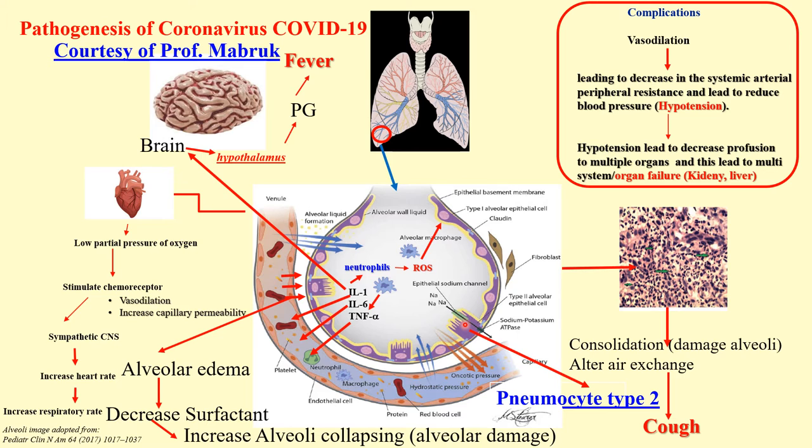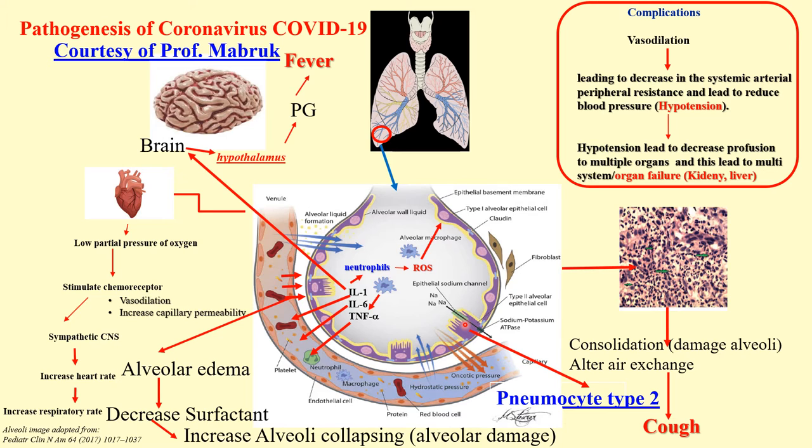Labored breathing means that the patient will have difficulty in breathing. Why? Because there is a lot of fluid in his lung, and there is a lot of fluid putting pressure on the alveoli. Because of these pressures, there is no proper air exchange. So then the patient will have difficulty in breathing, and this is what we call acute respiratory distress syndrome, abbreviated as ARDS.